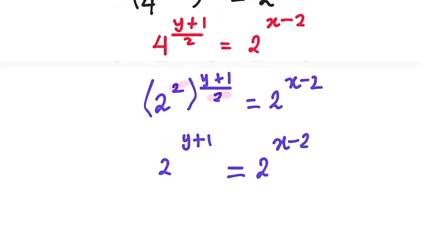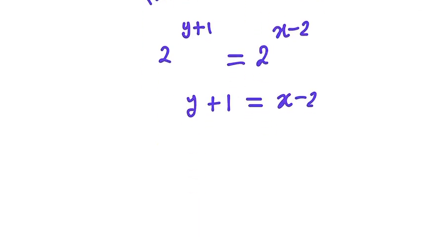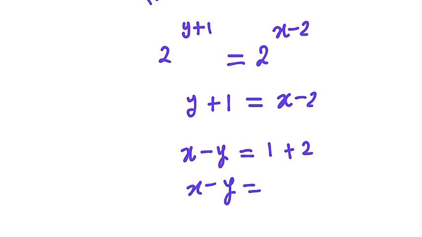Okay, so moving further, since we are having the same base, we are going to equate the exponents, and we're going to have y plus 1 equals x minus 2. So I'm going to write it as x minus y, by transposing this to this side. All right, x minus y, and I'm going to have 1 plus 2. So from there we have x minus y equals 3.